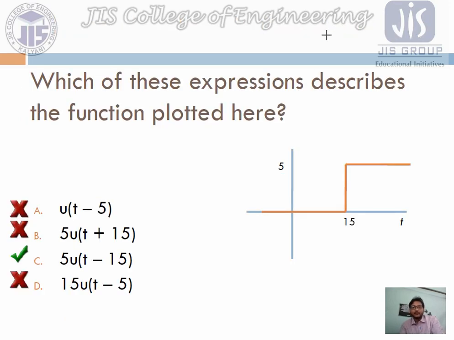Now I have a simple question. What will be the answer for this one? Which expression describes the function? As you can see the answer, but still I am asking you to check it. The value is 5. So just like the previous one, we write k into u of t minus a1. Here the k value is 5, and the signal starts at time 15, so t minus 15.